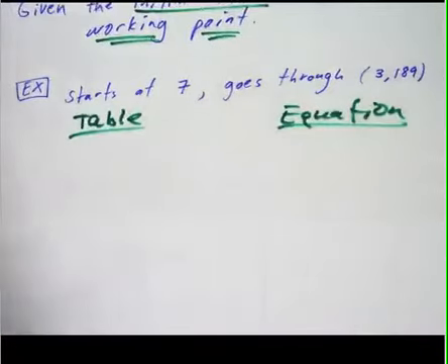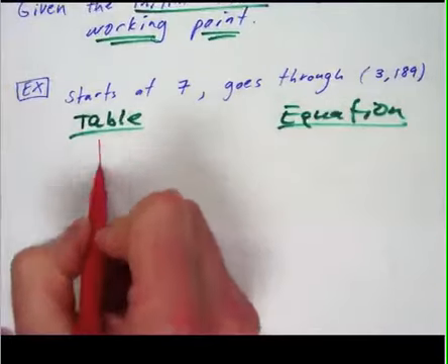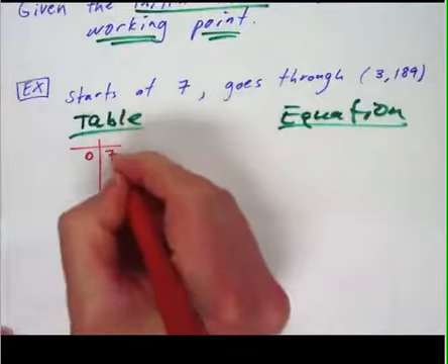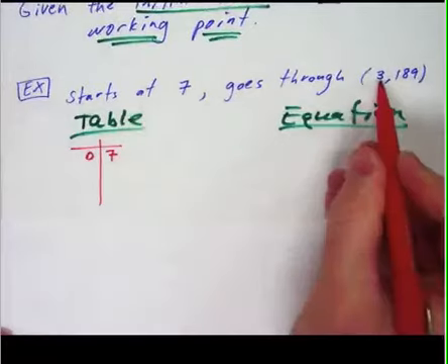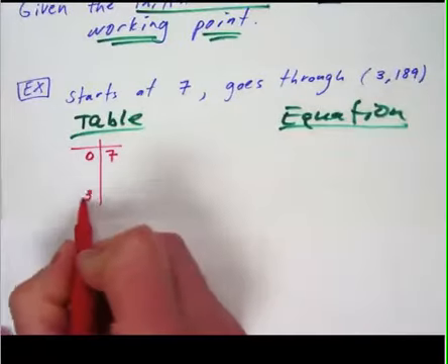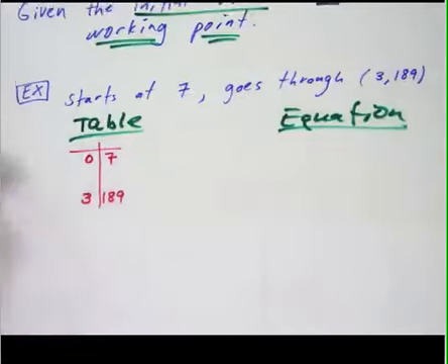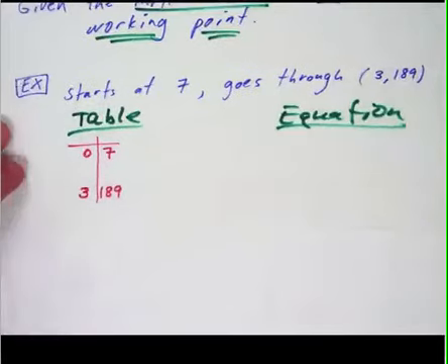So for the first part of this, let's go ahead and take a look at building a table. If I was going to build a table out of this, I know it starts at 7. That means the zero value is 7. I know that it goes through 3, 189. So if you're a table person, you jump right to this, 3, 189. Now once you have the numbers in the table, you can work it out from here.